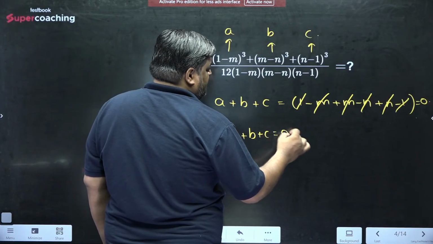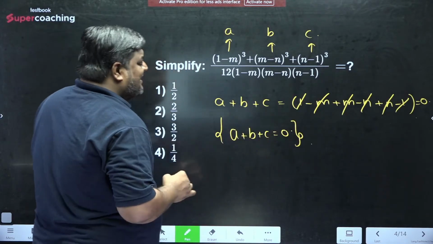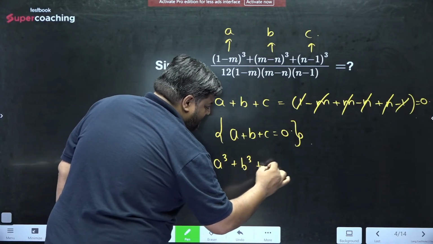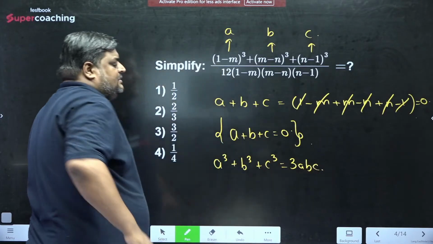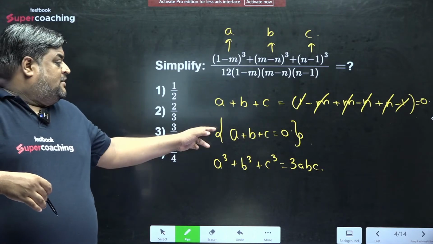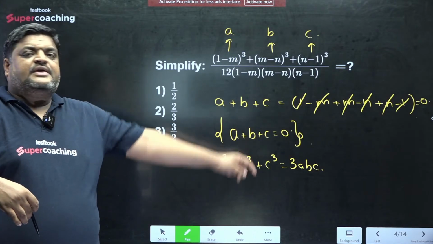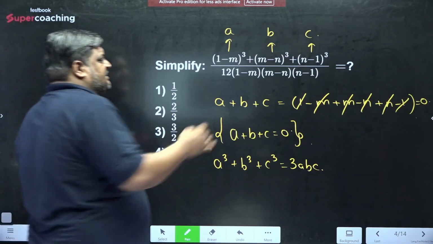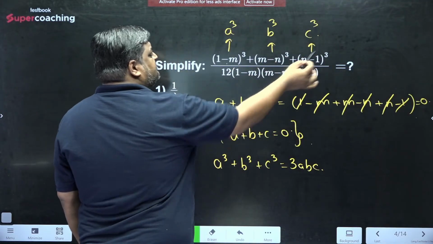And when a plus b plus c is equal to 0, then a cube plus b cube plus c cube is nothing but 3 times a, b, c. We are aware of this algebraic expression. When a plus b plus c is equal to 0, in that case a cube plus b cube plus c cube equals 3 times a, b, c. Look, a cube, b cube, c cube.